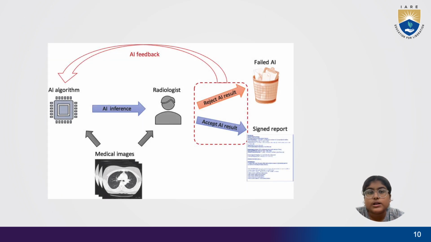This diagram shows how AI supports diagnosis. Medical images are analyzed by an AI model, and the radiologist decides whether to accept or reject the result. Accepted results go into the report, while rejected ones provide feedback to improve the AI. This way, AI learns continuously while the doctors stay in control of the final diagnosis.